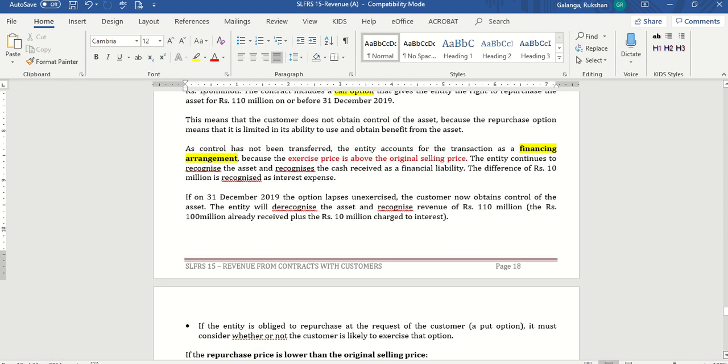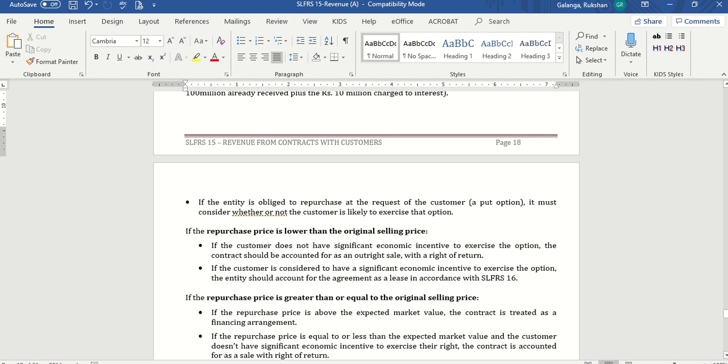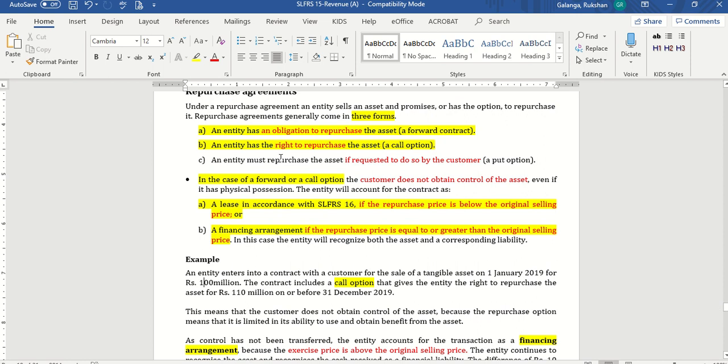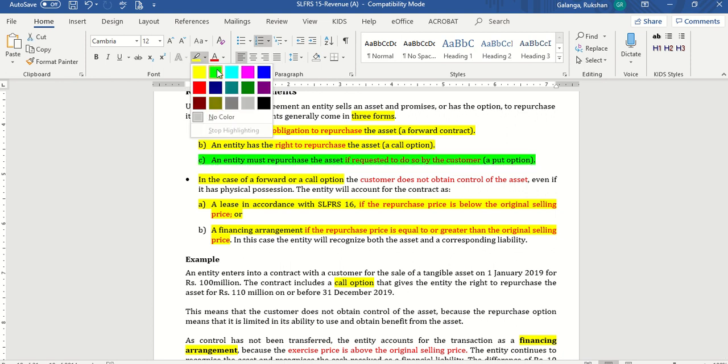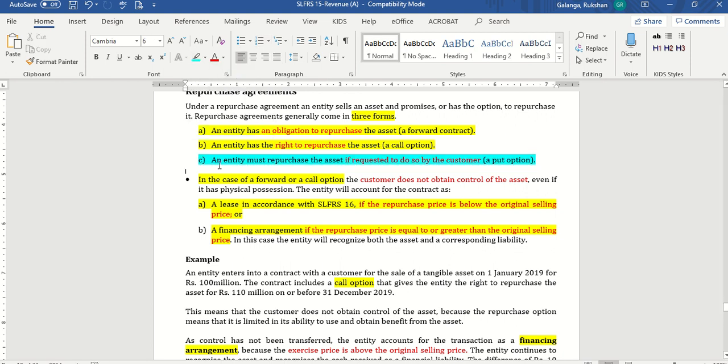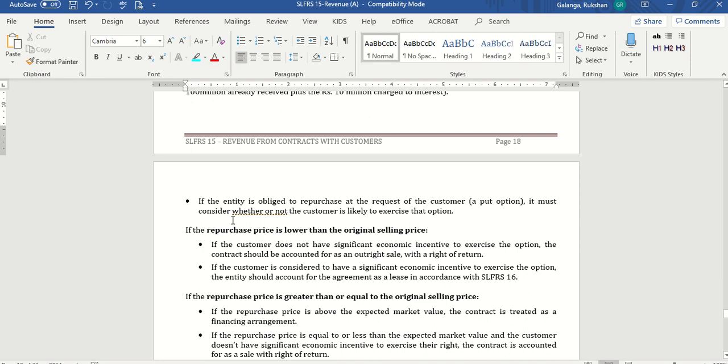That is in relation to the repurchase agreement, right? So under repurchase we discussed about these first two parts, isn't it? අපි කතා කරේ මෙන්න මේ දෙන්න, right? දැන් අපි බලමු එයා මොනවද කියන්නේ if it is a put option. What is a put option? An entity must repurchase the asset if required to do so by the customer. Customer කිව්වොත් repurchase කරනවා. That part comes under this section.